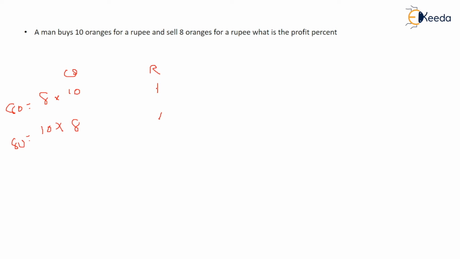After multiplying by 8, how much did he invest from his pocket? 8 rupees. How much is he gaining? 10 rupees, so 2 rupees he is gaining, on the price he invested from his pocket. 2 by 8 means 1 by 4, that is equivalent to 25%. He was gaining 25%. Okay, fine. Means 25% is the profit.